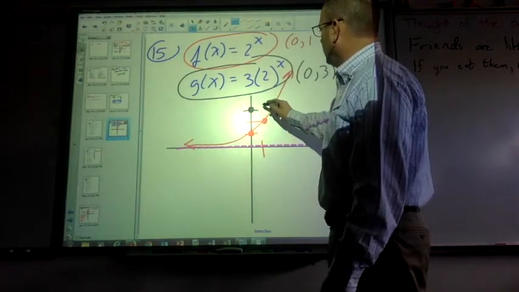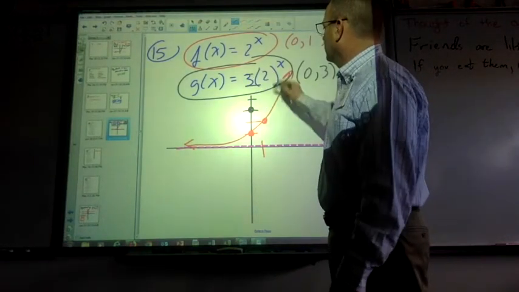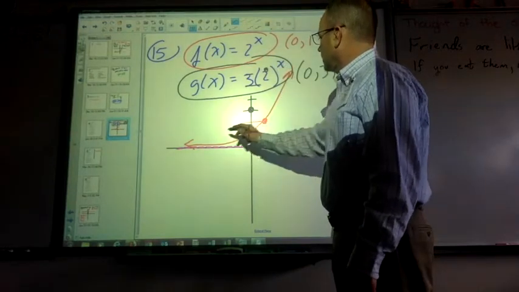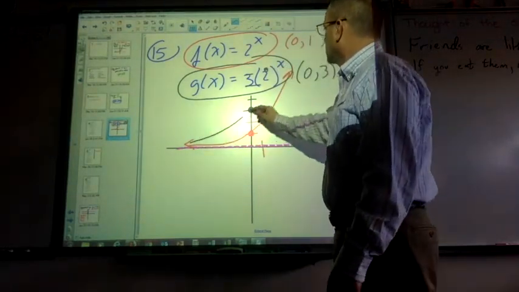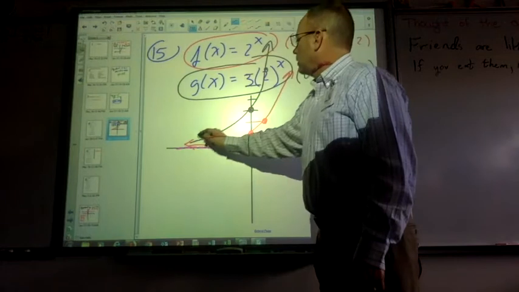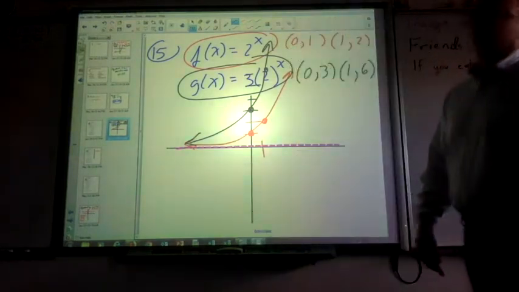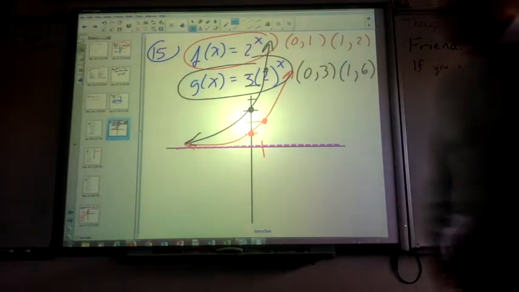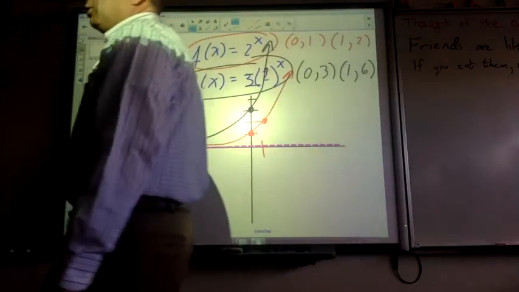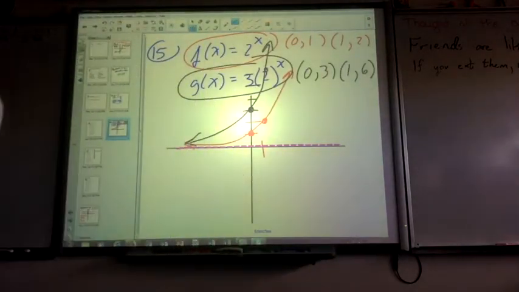So 1, 2, 3, 4, 5, 6. So we're up here. The black line looks like it's growing faster. They actually approach the same asymptote. The black line will always be above the red line. Kind of just how it'll always be.